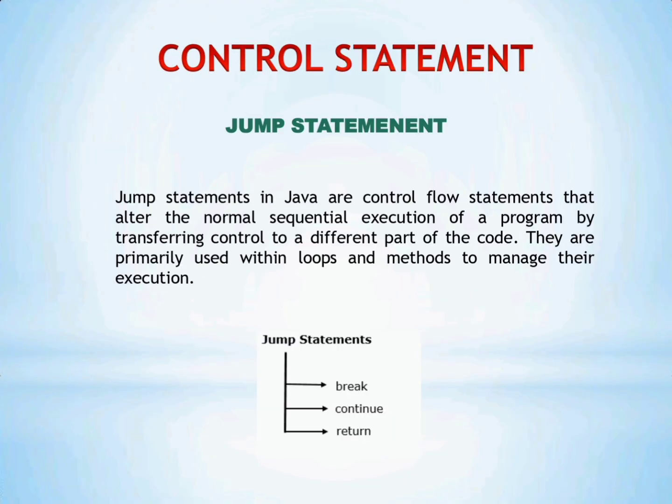Let's move to the final type of control statement, that is the jump statement. Jump statements in Java are control flow statements that alter the normal sequential execution of a program by transferring control to a different part of the code. They are primarily used within loops and methods to manage their execution.